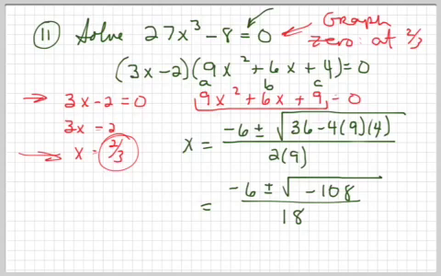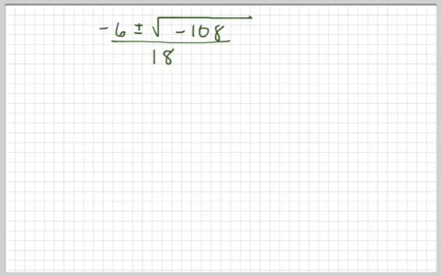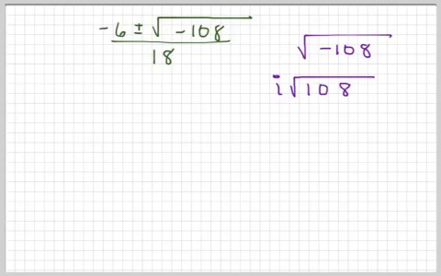Over 18. Okay. So I'm going to copy this to the next page here, because my next job, after I figured out what that discriminant is, is to simplify it. Okay? So let's walk through that. I'm just going to work with this square root of negative 108, and then we'll stick it back in the problem. So I've pulled it off to the side, and I take out the i first. Okay, so now it's just square root of 108.